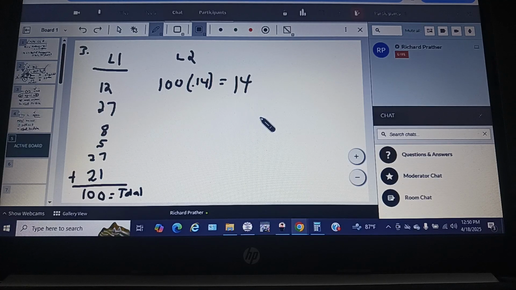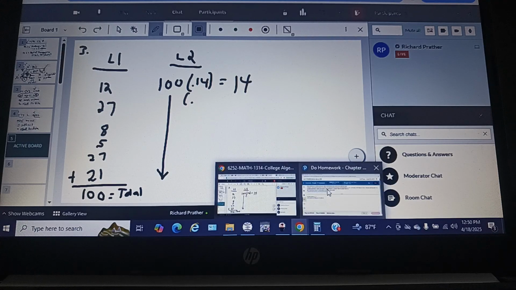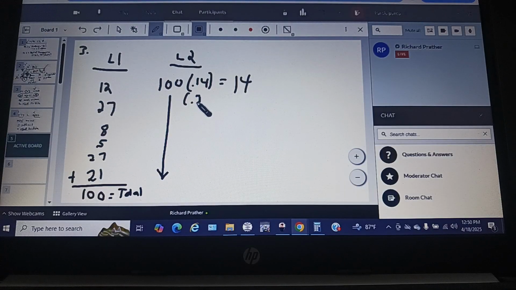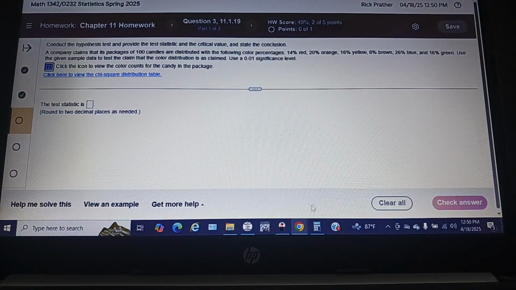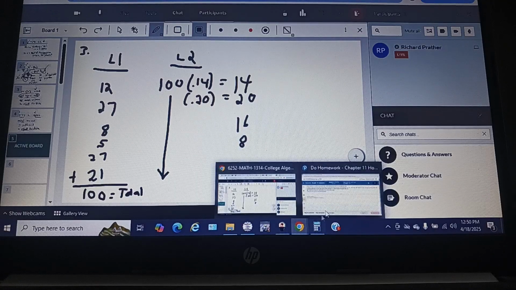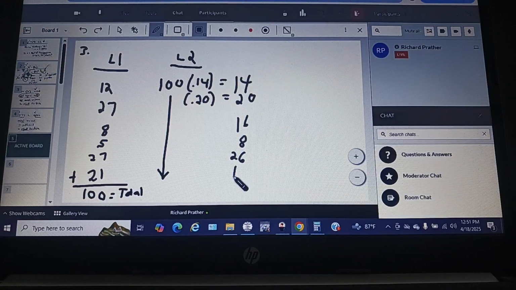If the sample size was 120, then they would be different. The L2s would look different than the percentages. But instead, I'm going to do 100 times each percentage, and it's just going to turn right back to the way it looked as a percentage. So 20% for orange, as a decimal, is 0.20, but then when I multiply by 100, it goes right back to 20. So in essence, this will be easier. 16 and 8. And 26 and 16. It's not always this easy. It's only this easy when the sum is 100.